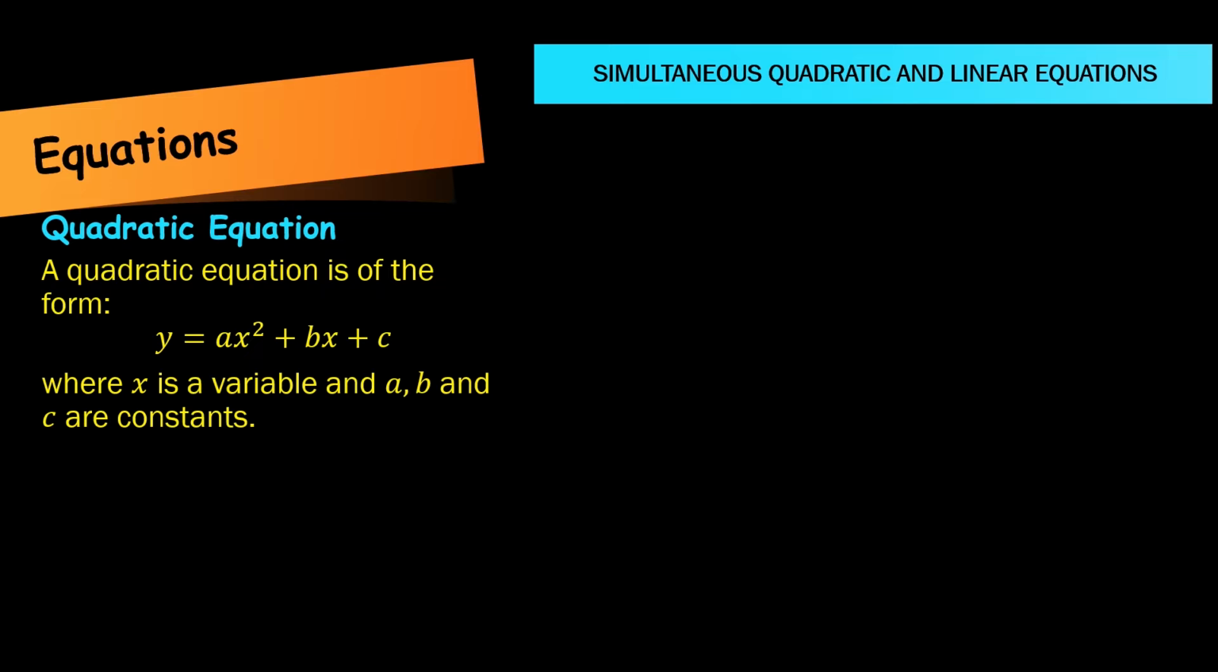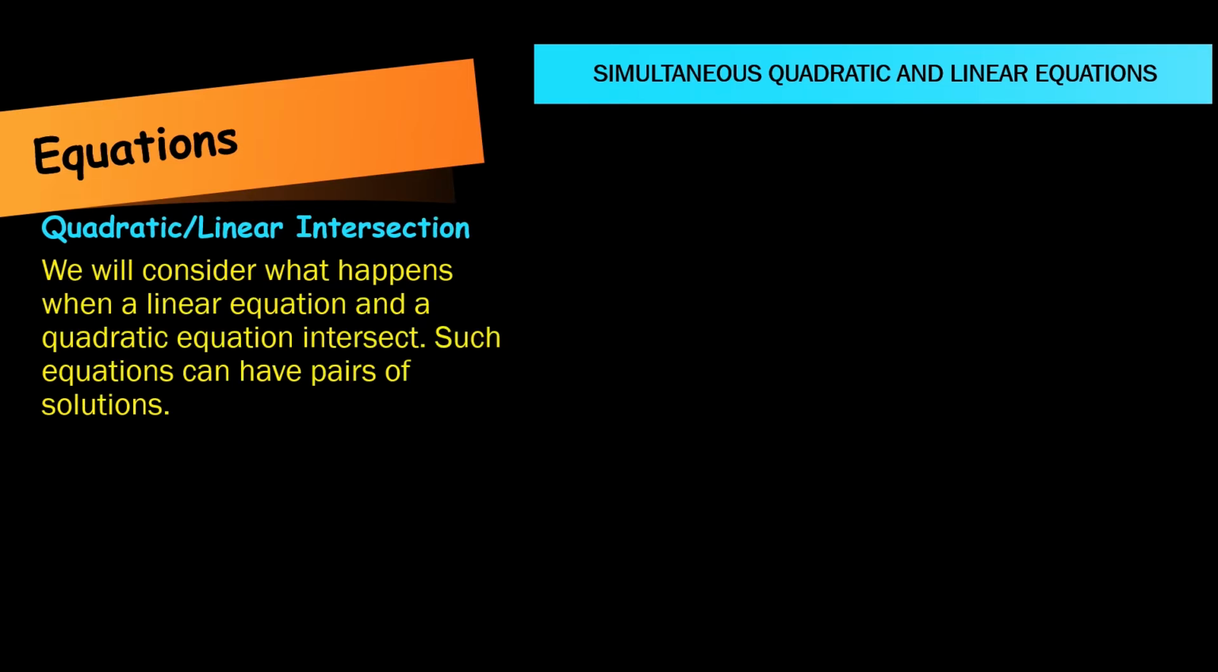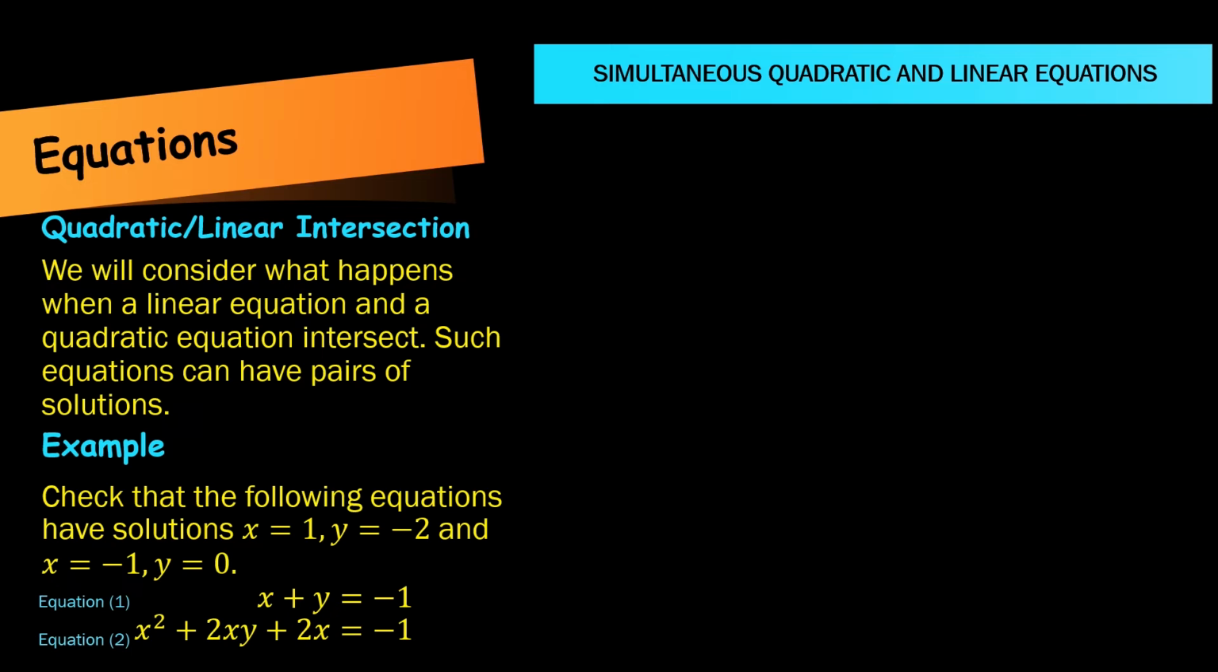So a quadratic equation is of the form y equals ax squared plus bx plus c, where x is a variable and a, b, and c are constants. And a linear equation is of the form y equals a plus bx, where x is a variable and a and b are constants. We will consider what happens when a linear equation and a quadratic equation intersect. Such equations can have pairs of solutions. Let's take a look at an example.